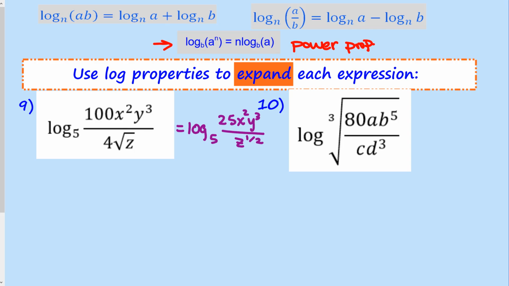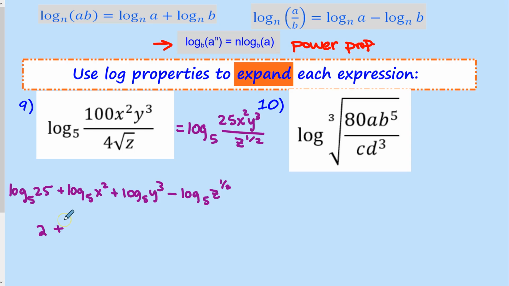So this one's going to look like log base 5 of 25 plus log base 5 of x squared plus log base 5 of y cubed minus log base 5 of z to the 1/2 power. Now let's use that power property. And log base 5 of 25 we know is 2. 5 squared is 25. We can take this 2 exponent and bring it out to the front as a multiplier.